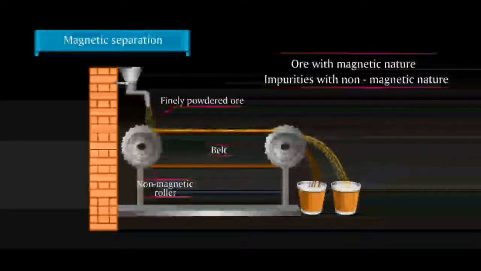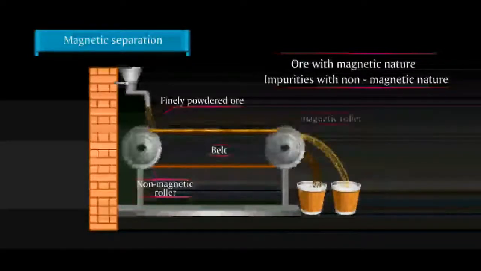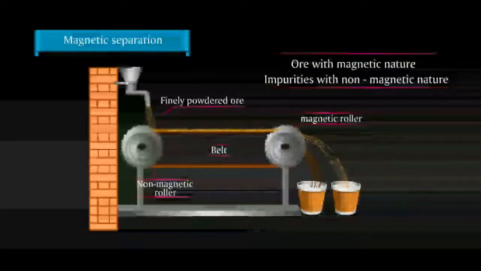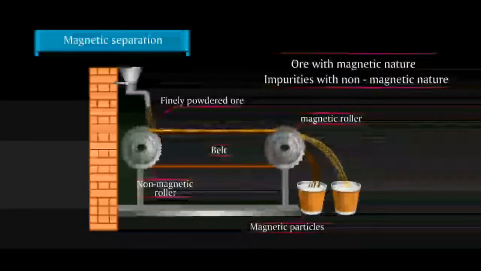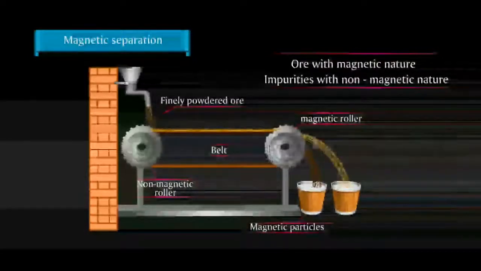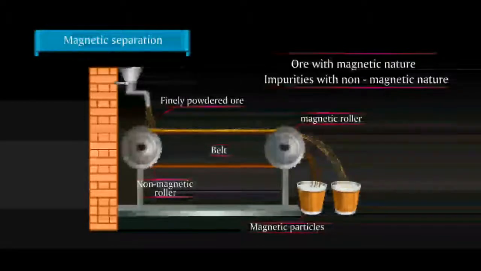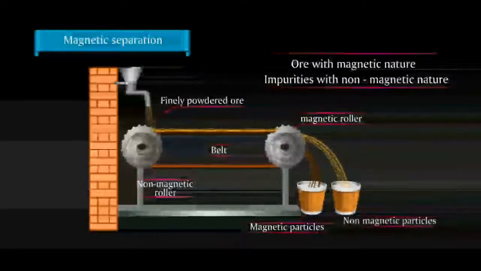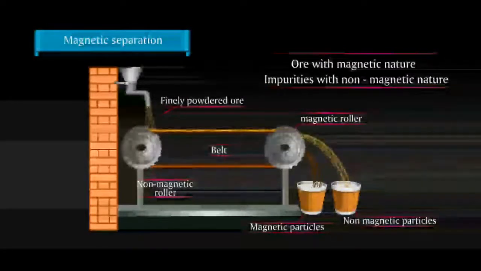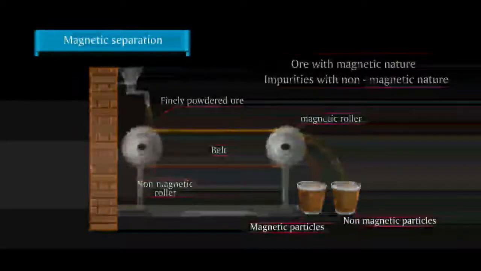As the ore particles travel over the belt and reach the magnetic roller, the magnetic particles are attracted by the magnetic roller and fall into a heap on the inner side. The non-magnetic particles form a separate heap away from the magnetic roller.